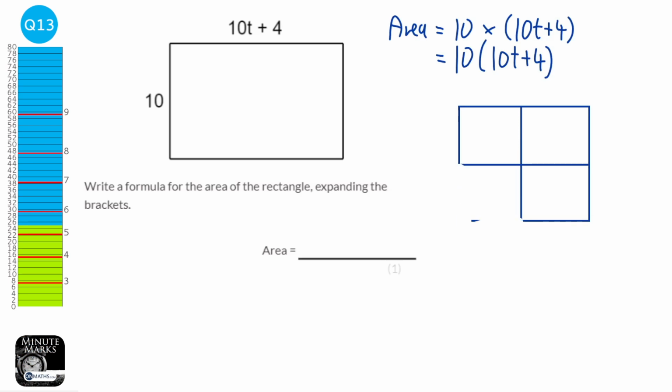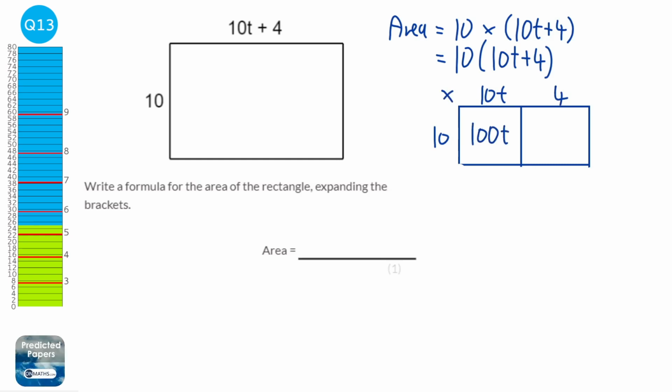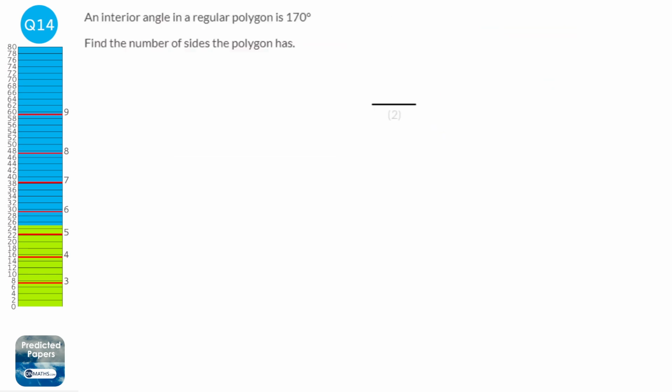Actually, I don't need the, I've done too many here. Let's get rid of that. So we've got 10 times 10t plus 4. So we're timesing them, so 10 times 10t, 10 times 10 is 100, so it'd be 100t, 10 times 4 is 40. So our answer will be 100t plus 40.